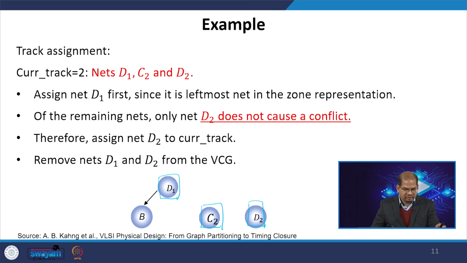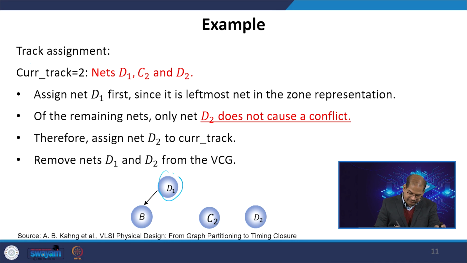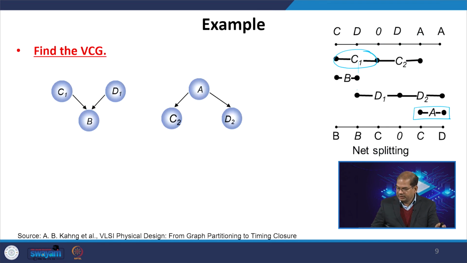Next, we will go to the track 2 assignments. Now, we will look into which nets will be assigned to track 2. We first look at the nets which have no parents. The nets with no parents are D1, C2, D2. We consider those nets, then look at which one is the leftmost. The leftmost one is D1, so first priority is given to D1. Okay. So, that will use track 2.